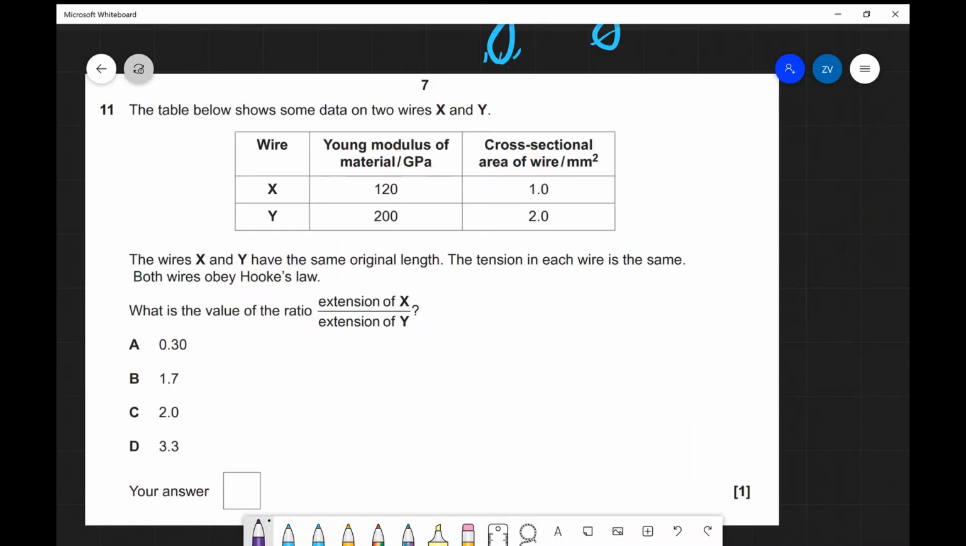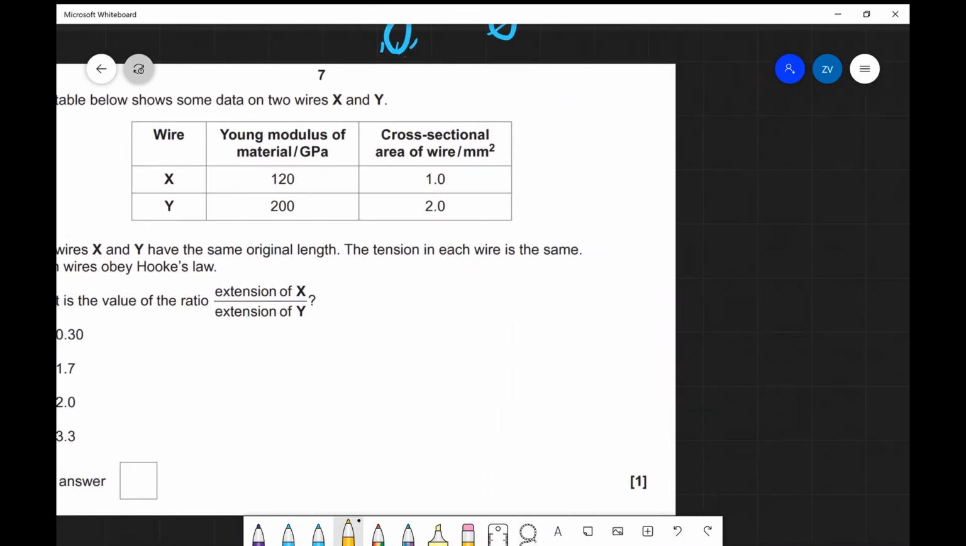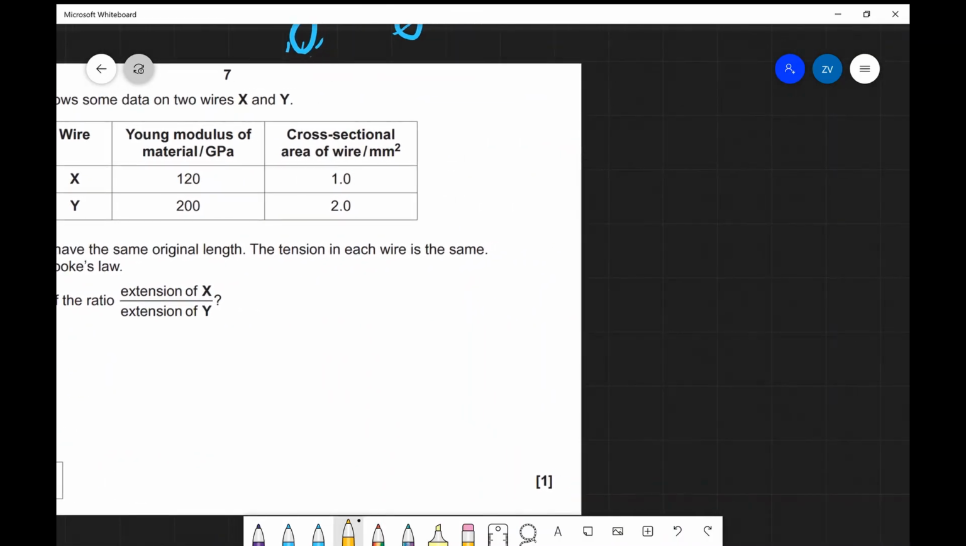So question 11, we have some values over here of two wires x and y. We have the Young's modulus of both wires, and we have the cross-sectional areas. What is the value of the ratio, the extension of x over the extension of y? Okay, well, because we're given the Young's modulus equation, the first thing to do would be just to find an equation for the extension in terms of Young's modulus and the cross-sectional area. So I'm just going to do that on the side over here.